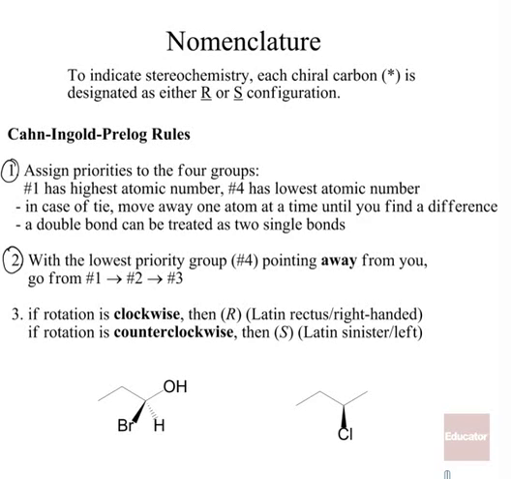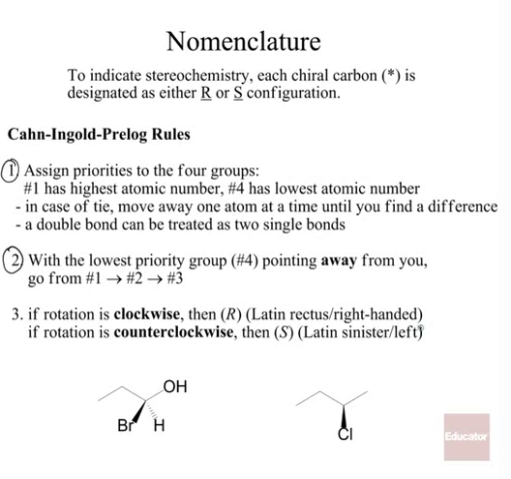Okay, and then we're going to look. If that rotation in moving from 1, 2, 3 is a clockwise rotation, then we describe that chiral center as being an R configuration. Clockwise meaning right-handed. It's like if you turned a steering wheel clockwise, your car would make a right-hand turn. So clockwise means right-handed. That comes from the Latin rectus. And if the rotation instead is counterclockwise, that's kind of like making a left-hand turn. That configuration is known as S, and that comes from the Latin sinister for left-handed. So that's how we're going to determine R and S.